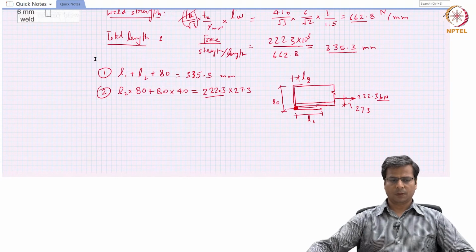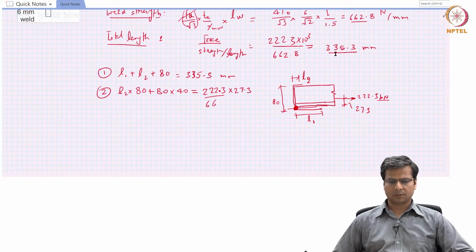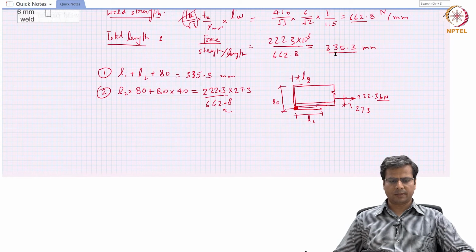divided by the weld strength per unit length. This was the strength per unit length. We divide by that, and then from the second equation, if we solve for it, we get L2 is equal to 74.4 millimeters, which we can approximate as 75 millimeters. And we substitute this value into the first equation, and we can get L1 equal to 181 millimeters.